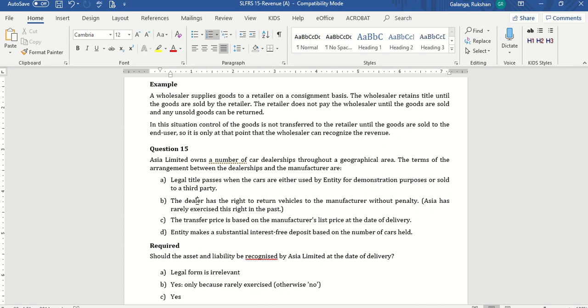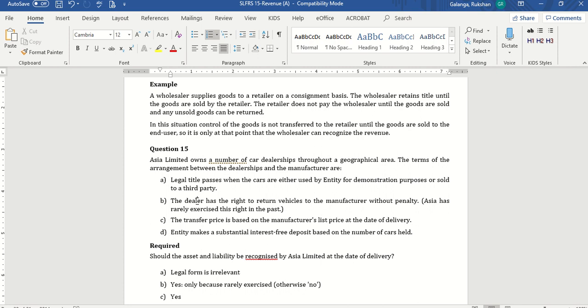Asia has rarely exercised this right in the past, right? The dealer has the right to return vehicles to the manufacturer without penalty, right? Third one, the transfer price is based on the manufacturer's list price at the date of the delivery.